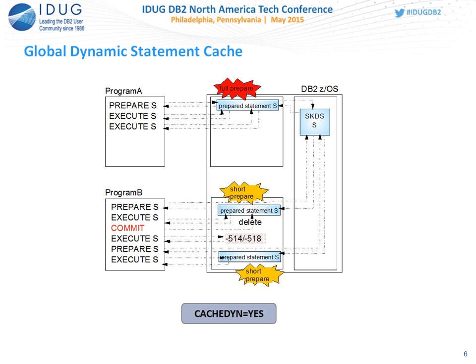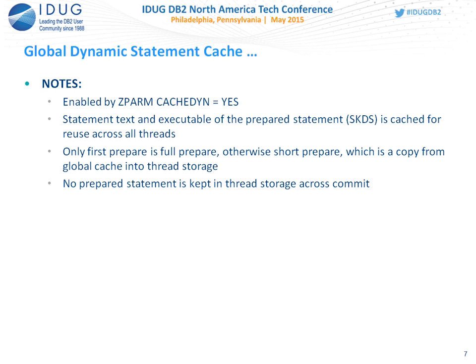When we commit, we delete the skeleton in my thread storage. The skeleton is still out here, right, in the global statement cache. But when I commit, my thread and my version of it goes away. So once again, if I come in and try to do execute without a prepare request, I'll still get that negative SQL code. But when I do the next prepare, then I pull that copy out of the cache and run with it in my own storage. So I said this one skeleton can provide the skeleton input for hundreds or thousands of threads. There's no limit on how many it takes. So that's cache dynamic. Enabled by zparm, cache dynamic, yes.